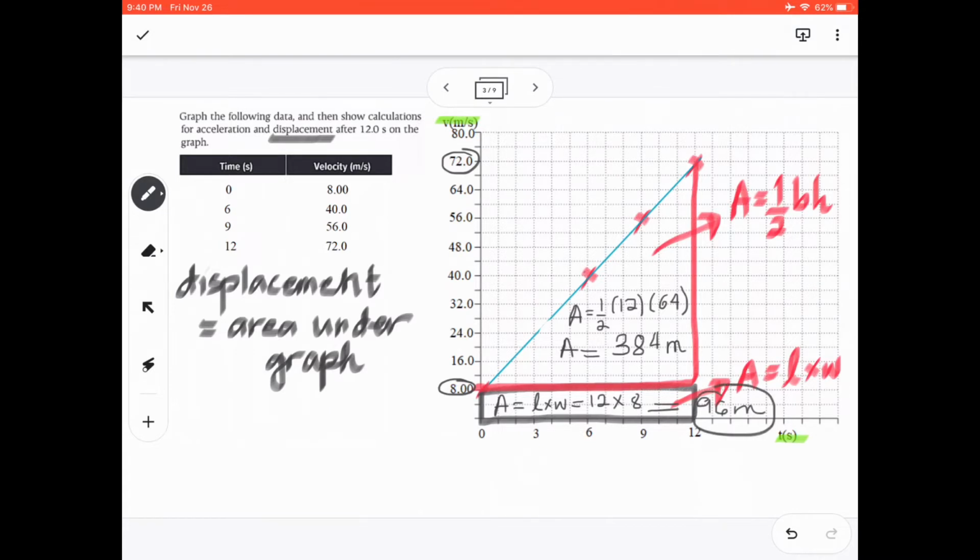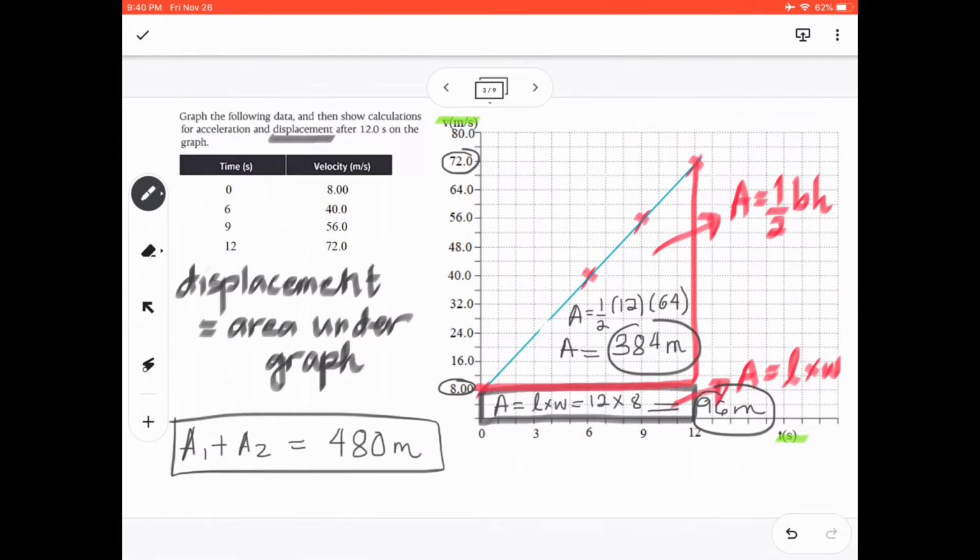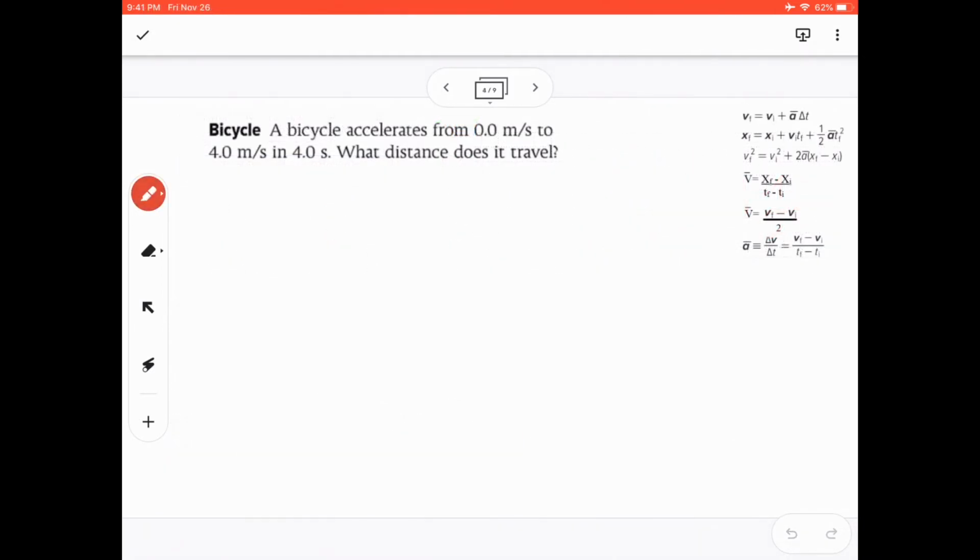So we have two areas, 96 and 384. We'll just have to add the two areas, area of the triangle and the area of the rectangle, which is equal to 480 meters. So this is the displacement of the object. Again, I'm going to tell you that if it's a VT graph, the area under the graph is equal to the displacement. Next question. A bicycle accelerates from 0 meters per second to 4.0 meters per second in 4 seconds.